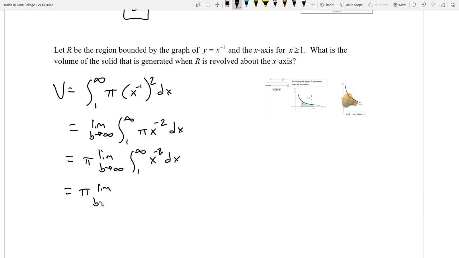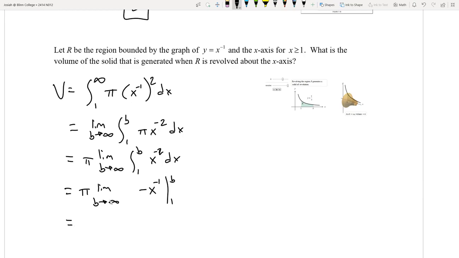And remember that when we are doing that, we want to use the power rule here: increase the power by 1, divide by the new power. So you have negative x to the negative first. We'll evaluate that from 1 to b. Sorry, I should replace the infinity with b. Those didn't make sense.